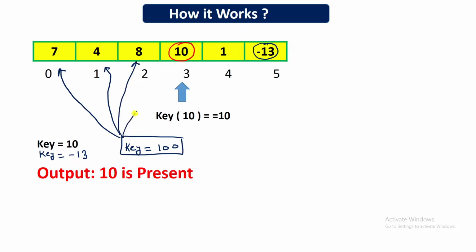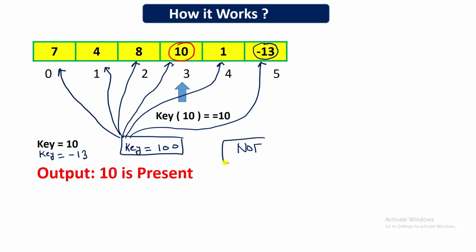Then I will check if my 100 is equal to 10, no. My 100 is equal to this one, no. My 100 is equal to the last element, that is minus 13, no. And after that I cannot check with any element because there is no other element. So after we are at the end of the array and my element is not equal to any element, that means my key element is not present in the array, and then my output will be 100 is not present in the array.